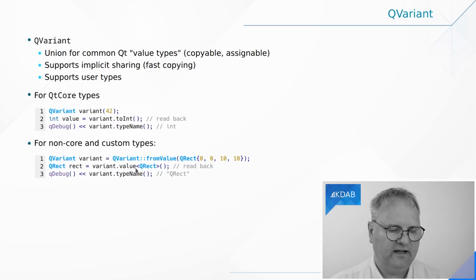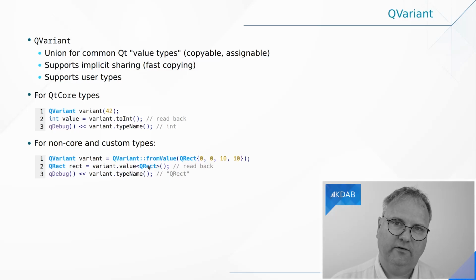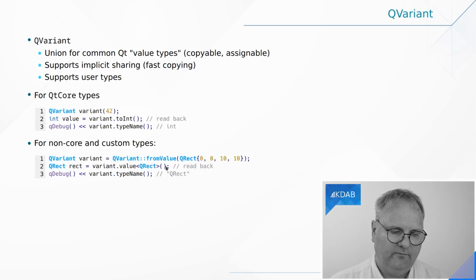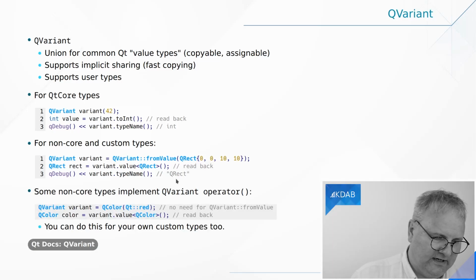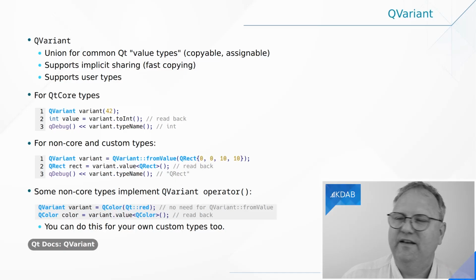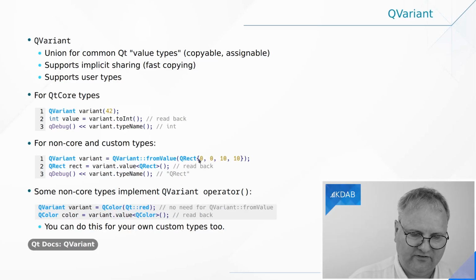And this time I get it out using a method called value, and that's a templatized method on the type that I want to get out, value QRect, and that will give me the rect out of it again. What is the type in there? Well, QRect. So sometimes, and that came as a huge surprise to me in one of my classes, you actually do not need to wrap stuff around like with QVariant::fromValue.